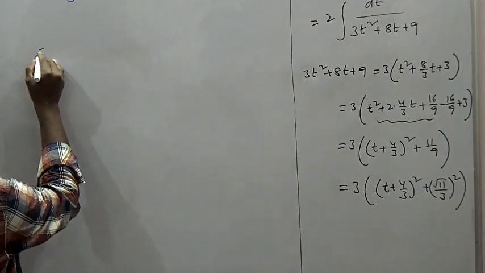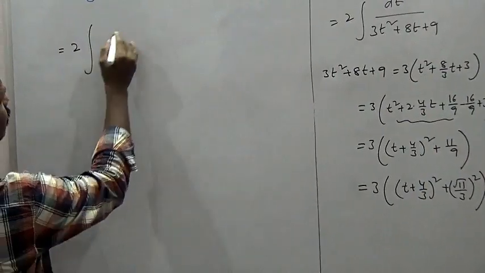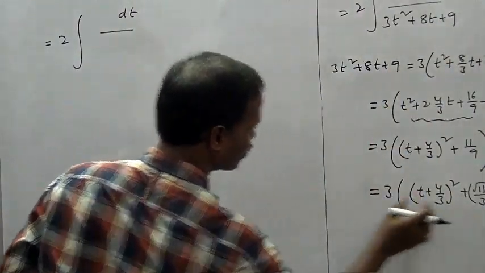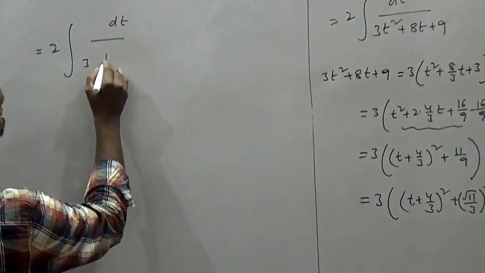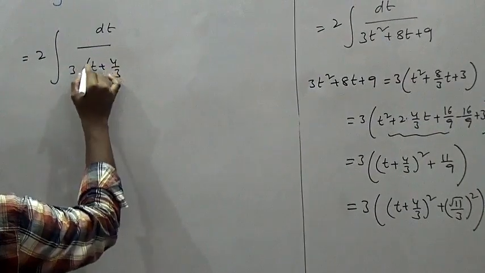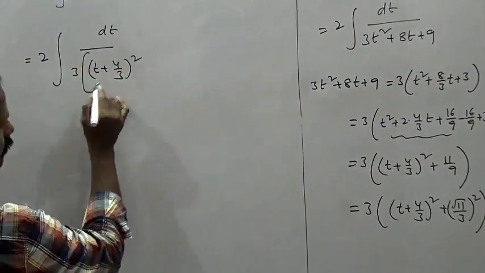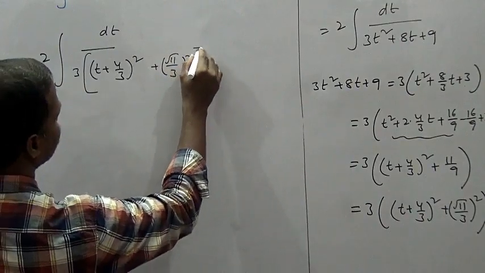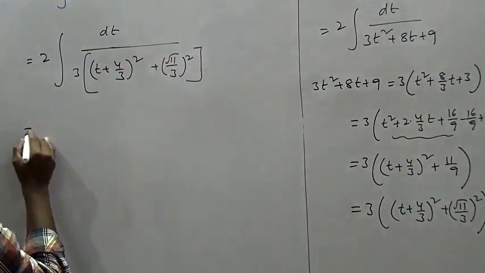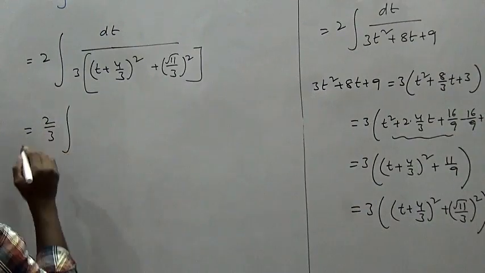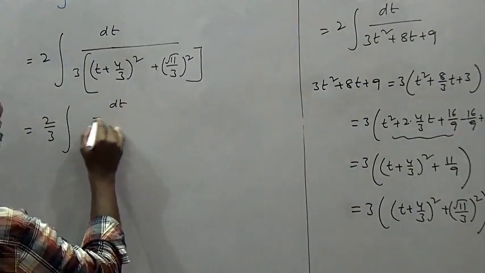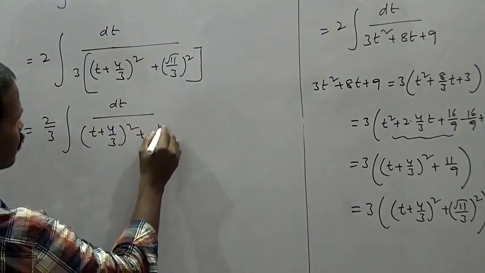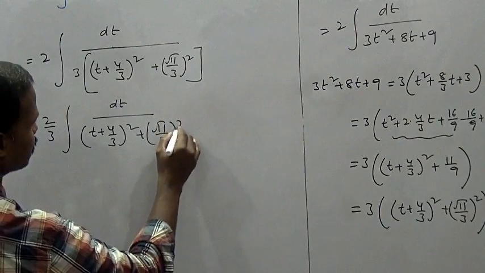So this is equal to 2 integral dt by, in place of this you have to write this one, 3 into t plus 4 by 3 whole square plus root 11 by 3 whole square. So this is equal to 2 by 3 integral dt by t plus 4 by 3 whole square plus root 11 by 3 whole square.